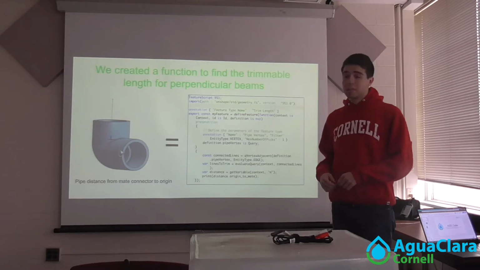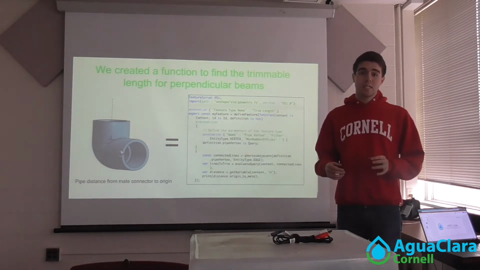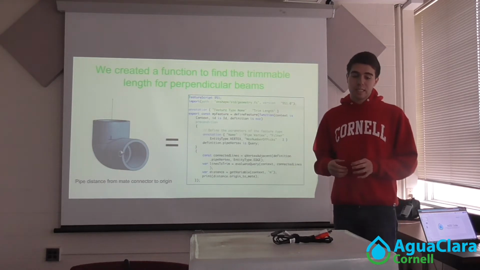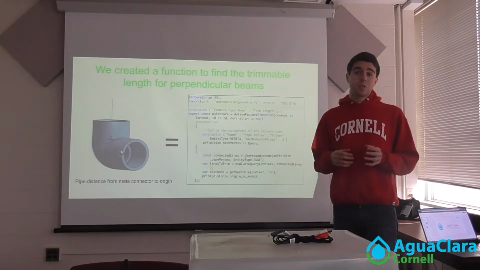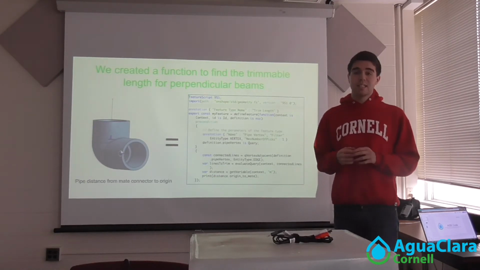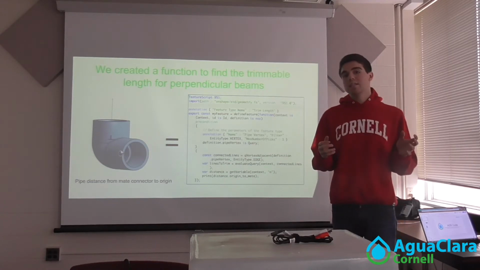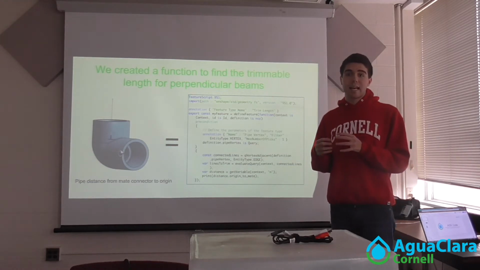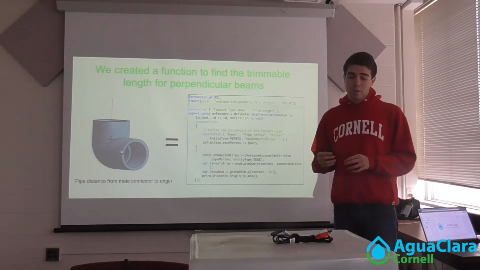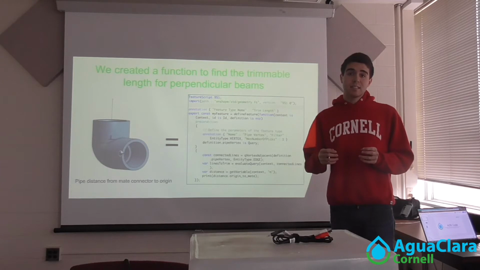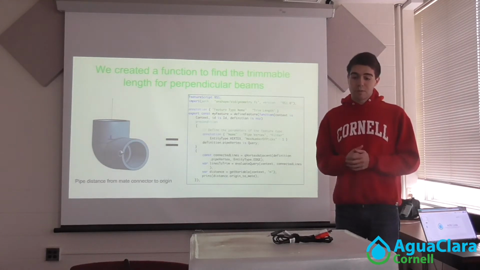So once the elbows are placed between all perpendicular beams in the structure, we want to actually trim those beams so that they fit into the elbow appropriately. To find the length to trim on these beams, we actually want to find the distance between the origin of the pipe and its mate connectors. Mate connectors are coordinate entities that both orient and locate two parts with respect to each other. So once we find that distance, that'll actually give us the length that we need to trim on these pipes so that they fit into the elbow appropriately.